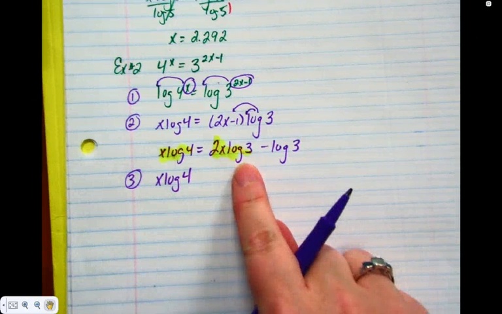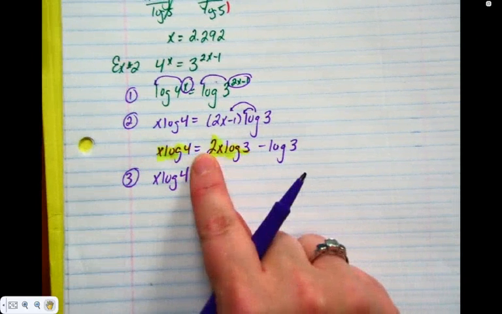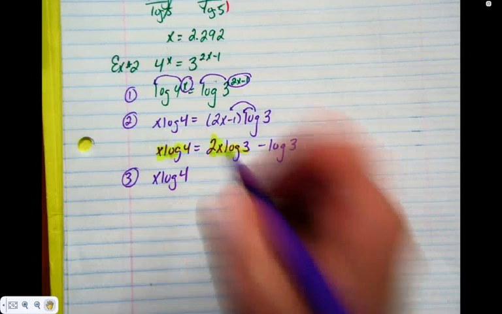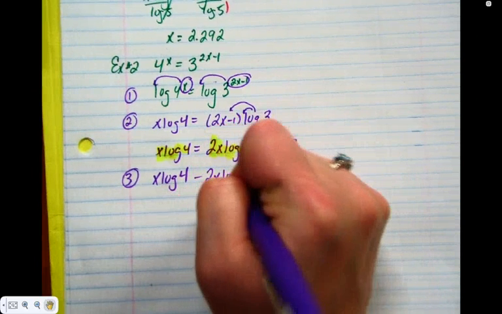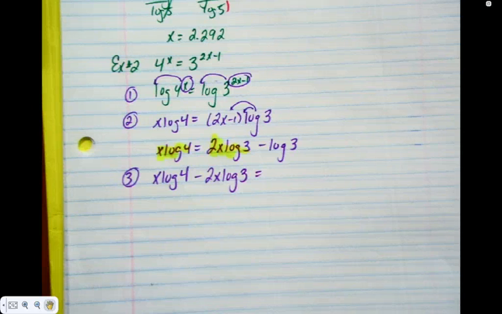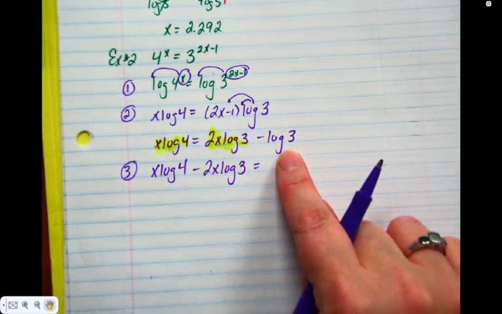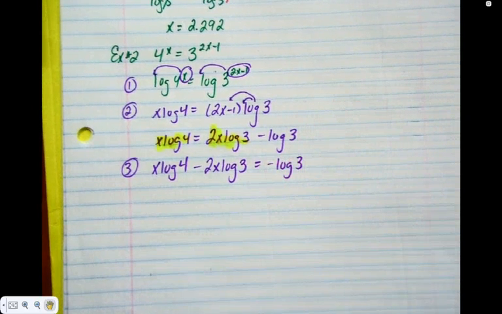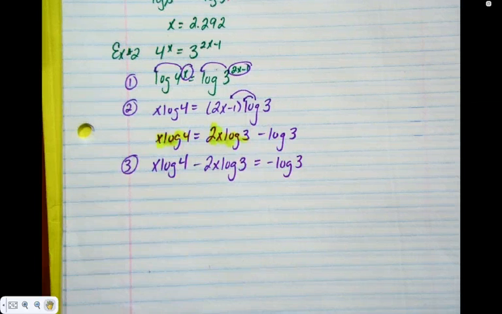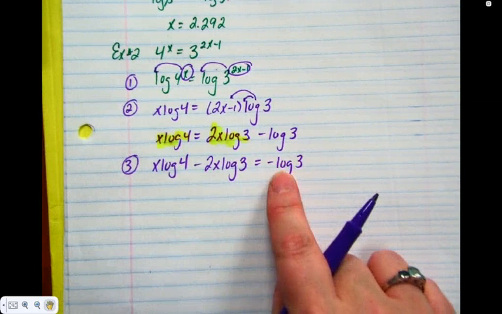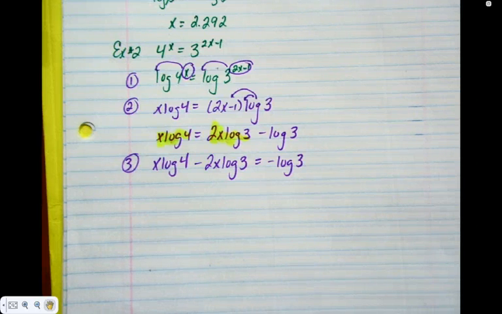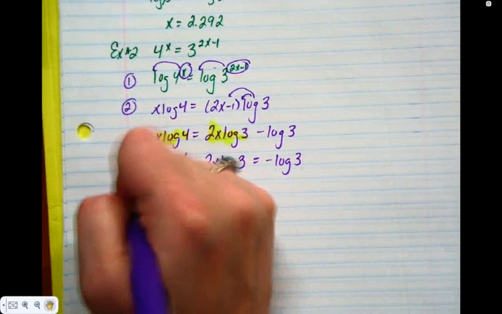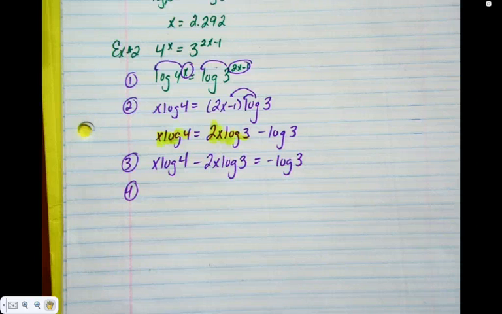How do I move this 2x log 3? Well, right now I'm adding him, so I'm going to subtract him. And he just comes as a whole group. What do I do with this minus log 3? He just stays on the right, hangs out over there by himself. So just to repeat, why did I not move him? There's no x. So everything with an x to one side, everything without an x to the other. Step number 4, isolate x.